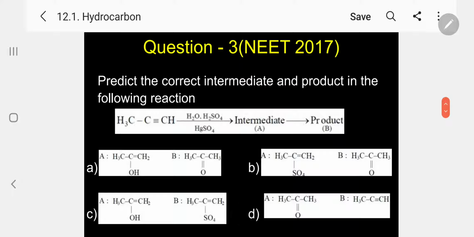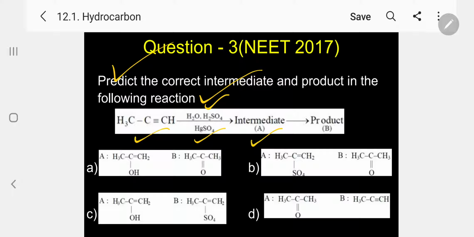Question number 3. This question was asked in NEET 2017. Please follow. Predict the correct intermediate and product in the following reaction. So what is the reactant given? It is 1-propyne, with water in presence of sulfuric acid and mercuric sulfate. So the intermediate is A.